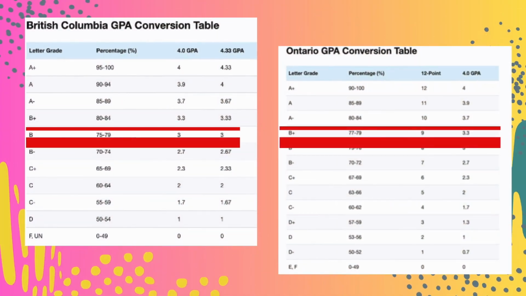We can also compare provinces within the same country. In Canada, for example, there are slight differences between BC and Ontario GPA systems. The GPA system used by universities in BC has a maximum score of 4.33, where most other North American universities have a maximum score of 4. However, they're generally similar in many aspects. For example, A plus would be 90% and above, A minus is 3.7, B is 3, C is 2, and D is 1.